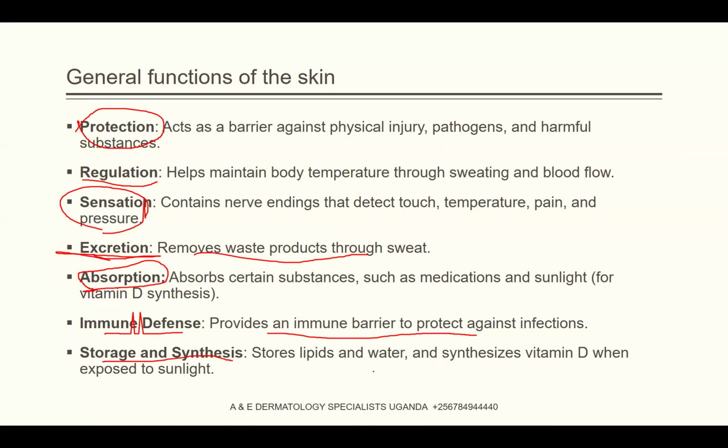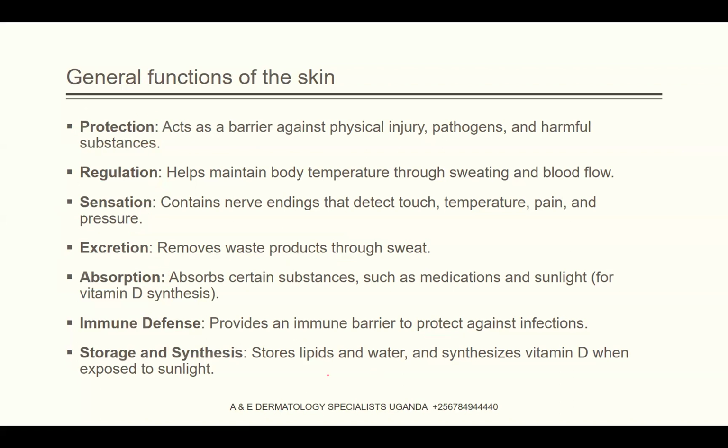We see the skin being a center where you store your excess lipids, water, and also the synthesized vitamin D every time you're exposed to the sun.